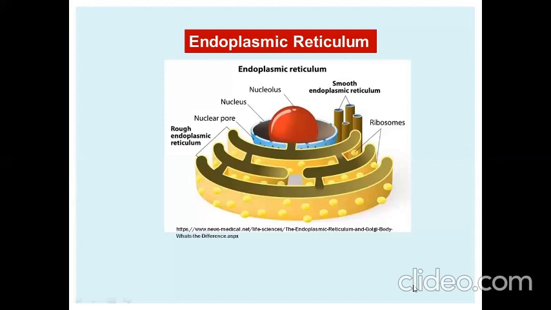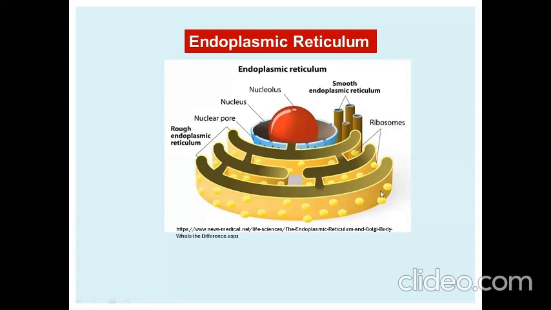Next, we will see another important cellular organelle of eukaryotic cells, that is the endoplasmic reticulum. It is a network of small tubular structures that divide the cell's interior into two parts, the luminal and the extraluminal. Endoplasmic reticulum is of two types, the first being the rough endoplasmic reticulum.